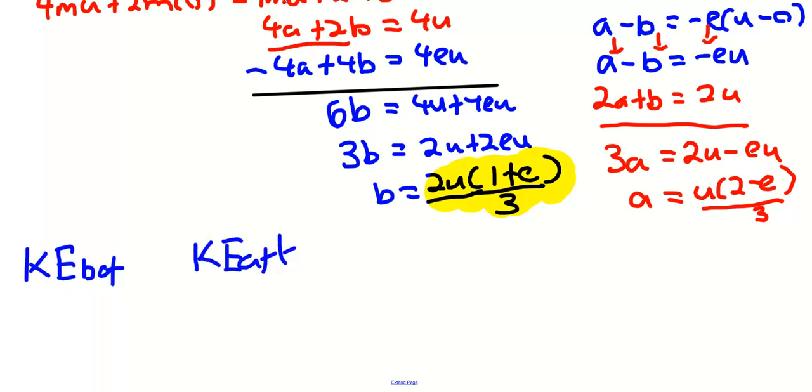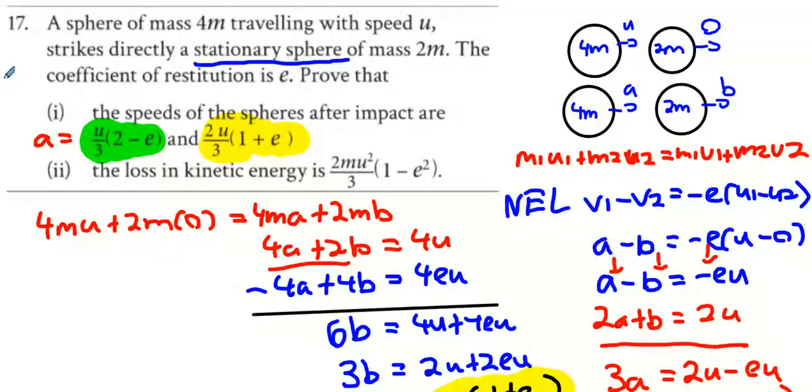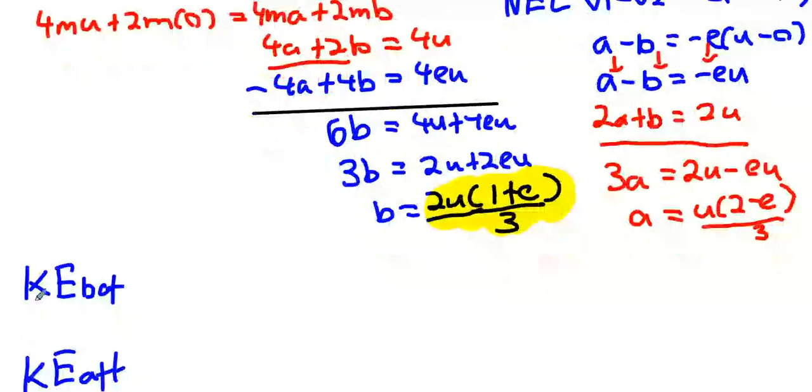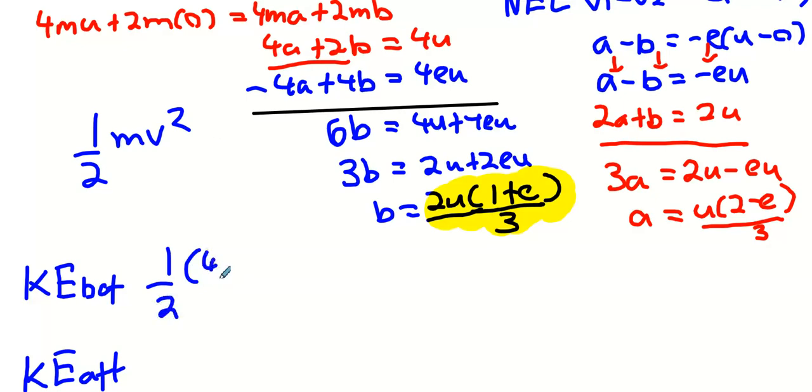Okay. So we're going to set up two different sections, okay? We're going to do KE before and KE after. Now, KE before is easy. What's the only particle that's moving? The 4M is the only one that's moving, and the other one's not moving whatsoever, right? So it's a half mv squared for kinetic energy. So it's going to be a half 4M times what? And what's v squared?